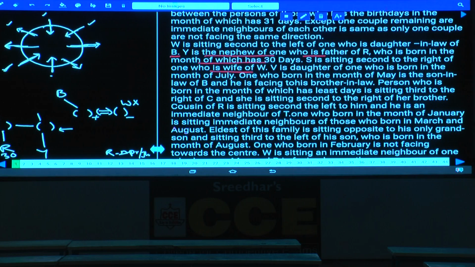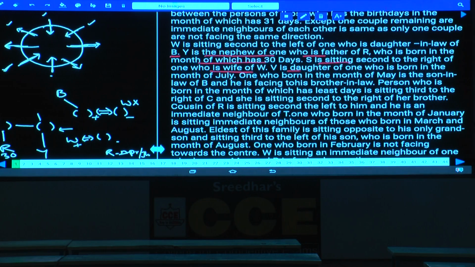S is seated second to the right of the one who is the wife of W. Now, this W is having a wife. As W is having a wife, that means W is a male. S is seated second to the right of the one who is the wife of W, isn't it? Then what is the next information here?